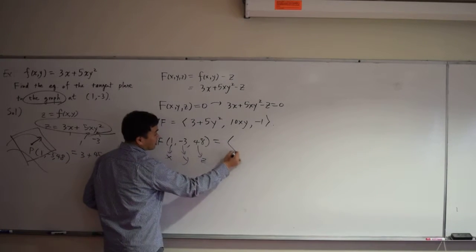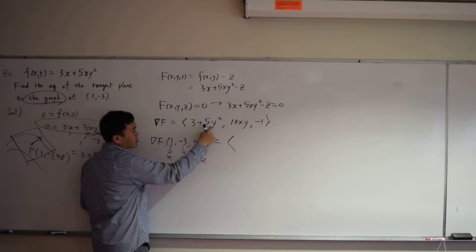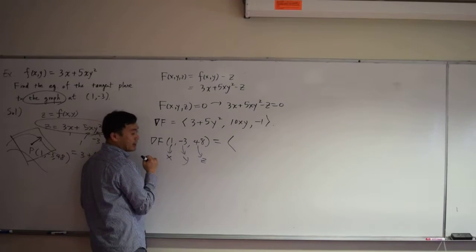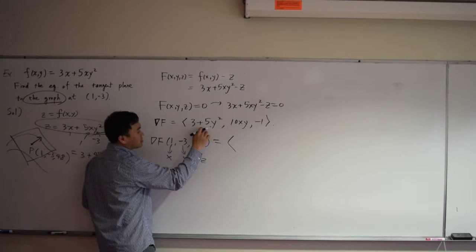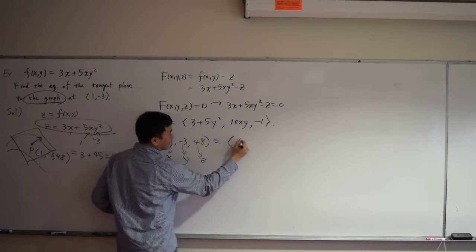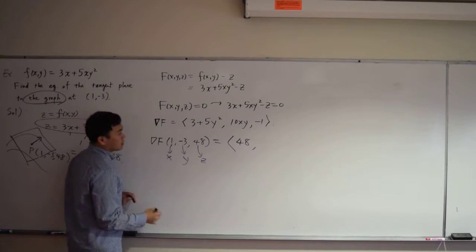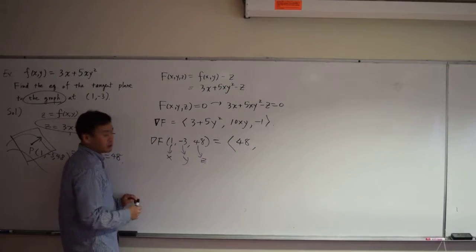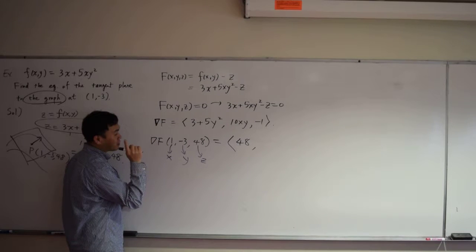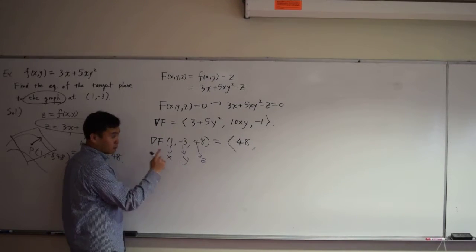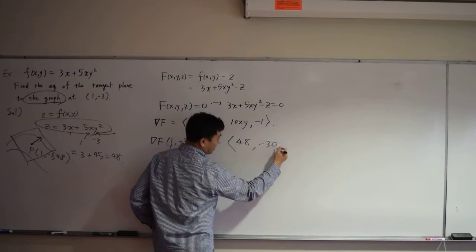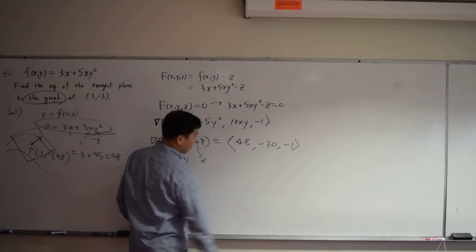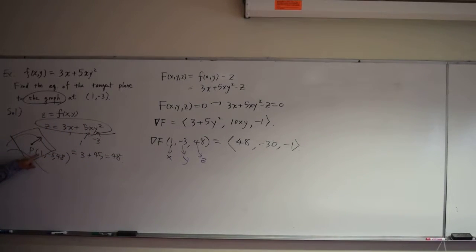So let's move on. 3 plus 5y squared. So what do I replace y by? -3, right? So it's -3 squared is 9 times 5. It's 45 plus 3. Oh, it's 48. Okay, and then x should be replaced by 1. y should be replaced by -3. So 10 times 1 times negative 3 is? Negative 30, and negative 1. That's the gradient at this point 1, negative 3, 48, right?